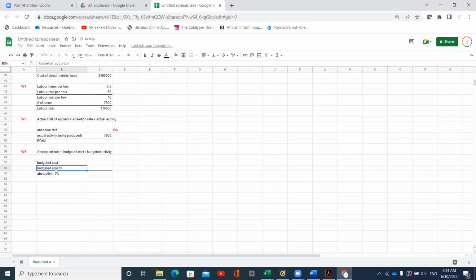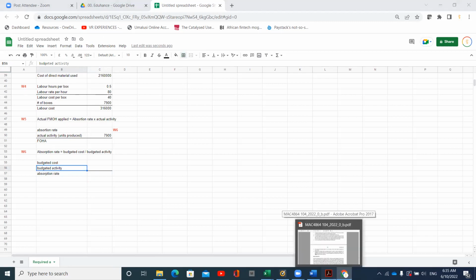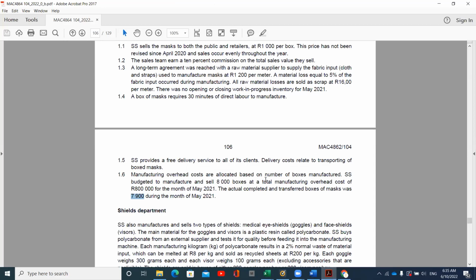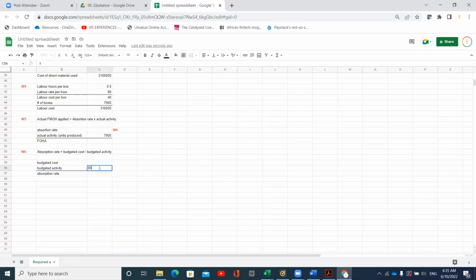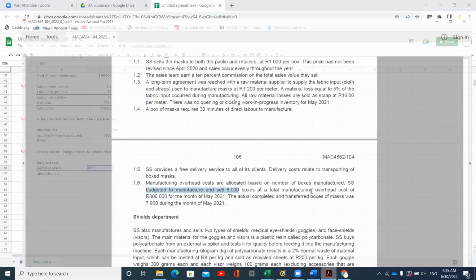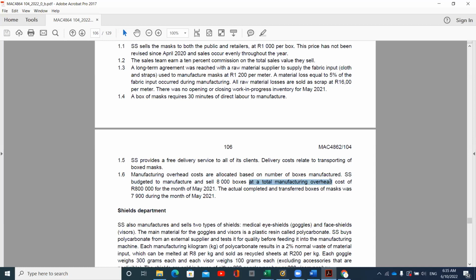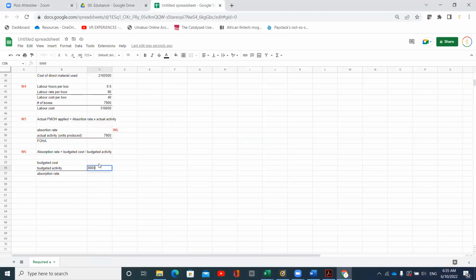Once again, the word activity, how is overheads allocated? Okay, so we know it's based on number of boxes manufactured, units produced. So they say SS budgeted to manufacture and sell 8,000 boxes. Okay, so now we know budget activity 8,000. What do we also know? And at a total manufacturing overhead cost of 800,000 Rand for the month of May. So this here is 800,000. Okay, so then we go that divided by that, which is 100 Rand.